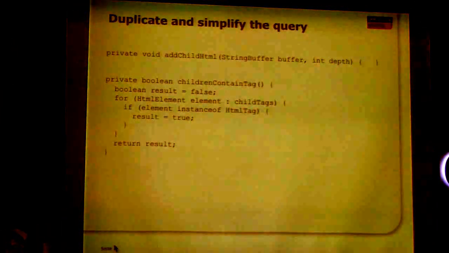So what we do is, we realize the method that we had before actually does something with some child nodes, and then also it returns a value.